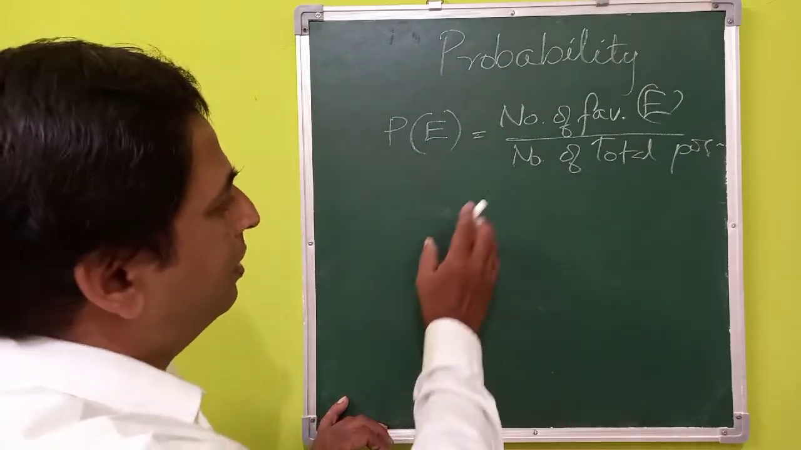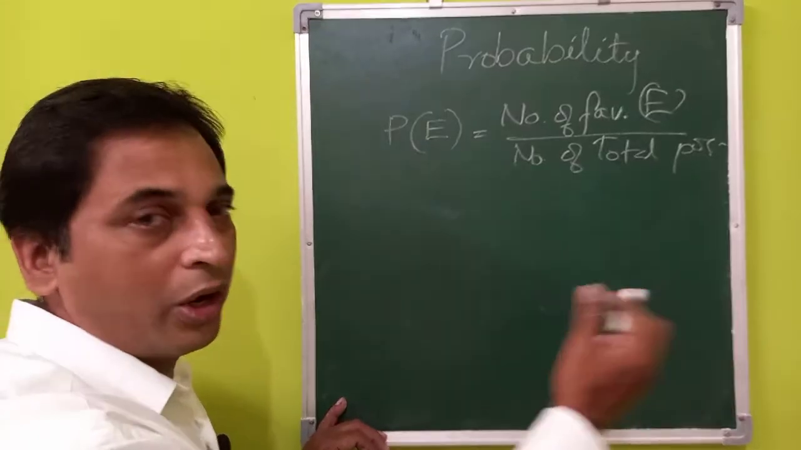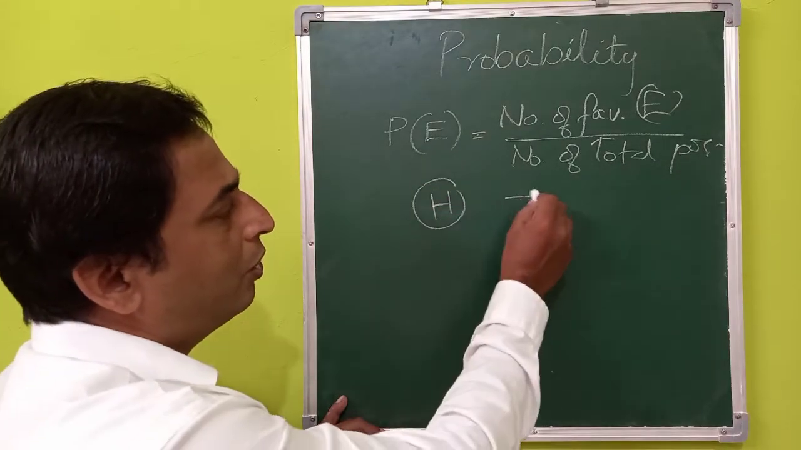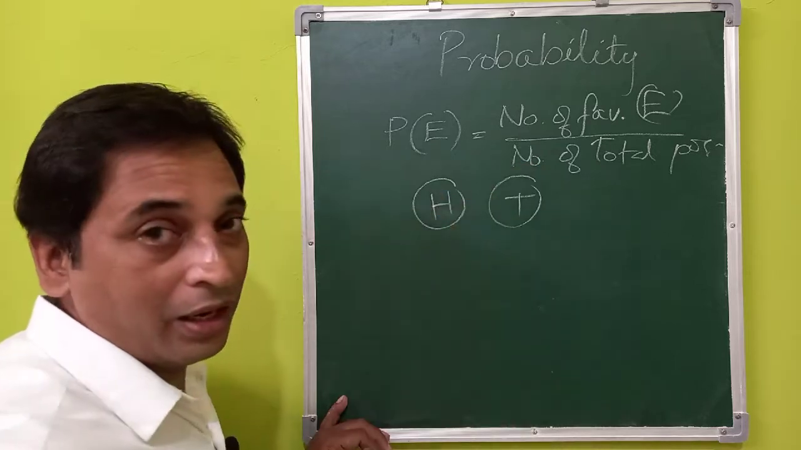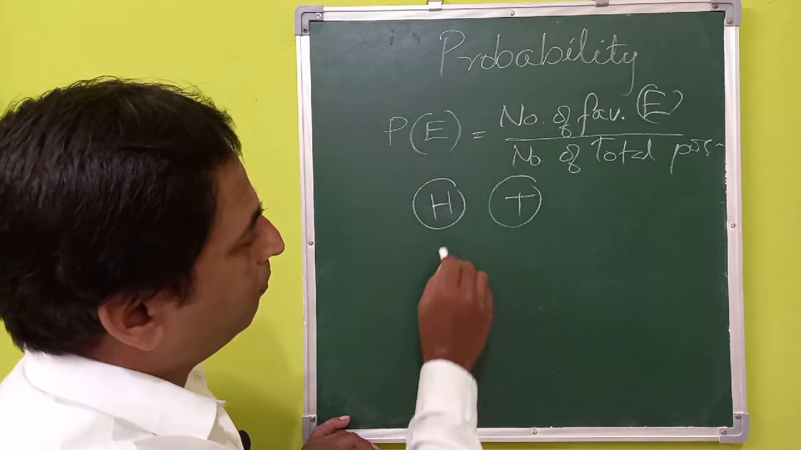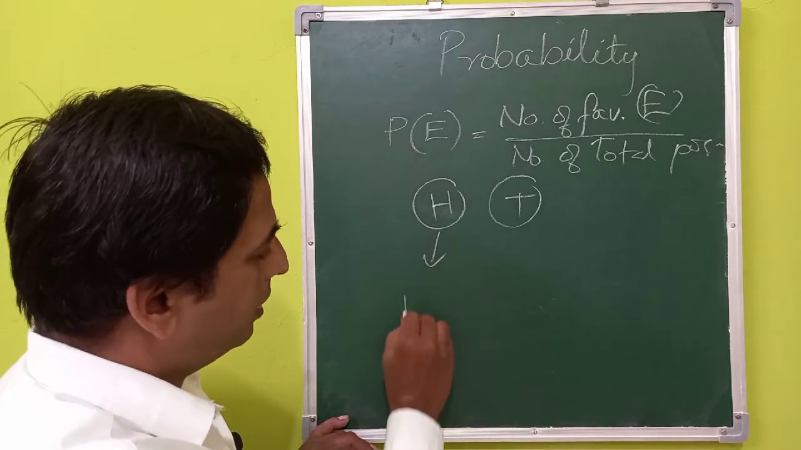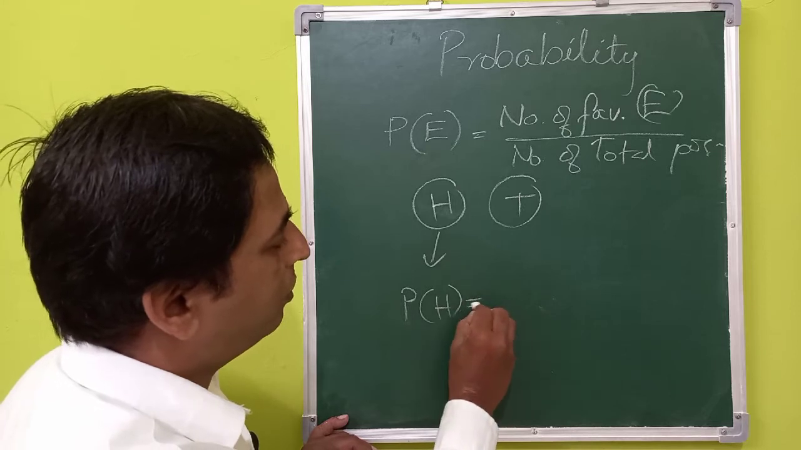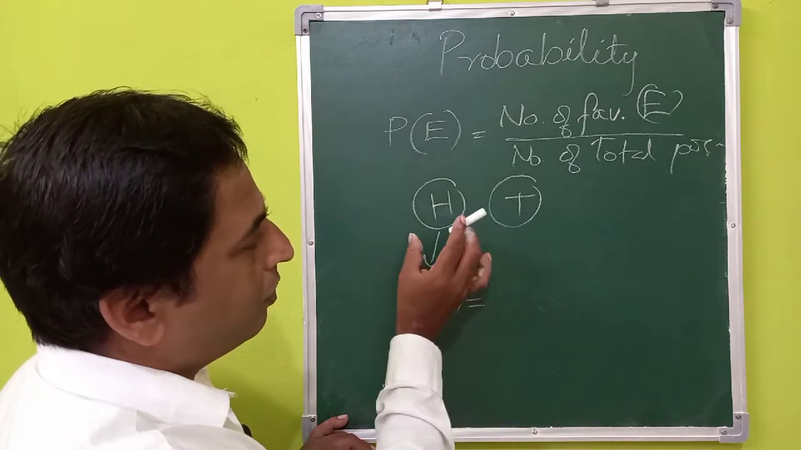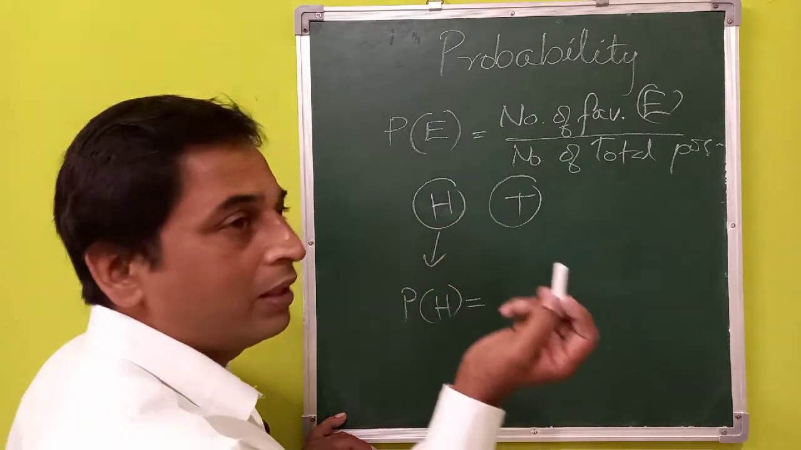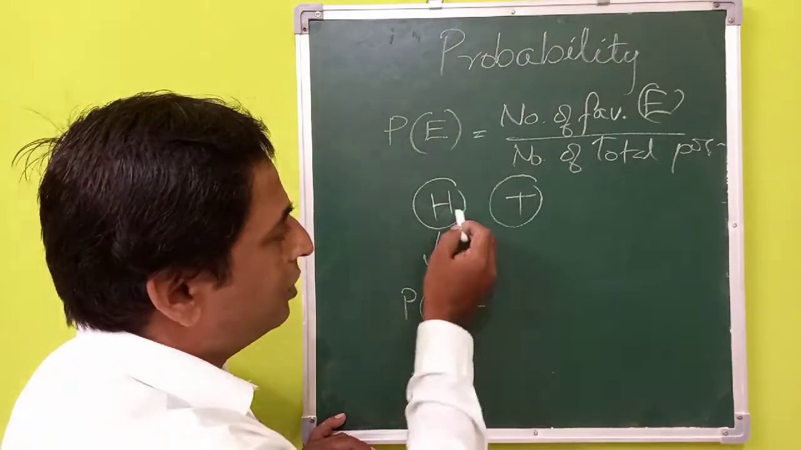So let us take an example of tossing a coin. There are two chances: either we can get a head or we can get a tail. So here, what is the probability of getting a head? P of getting a head is equal to the number of outcomes favorable to this. We are tossing one coin, so we have a chance of getting one head.